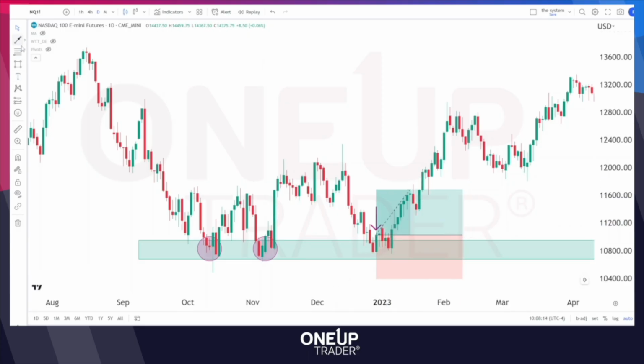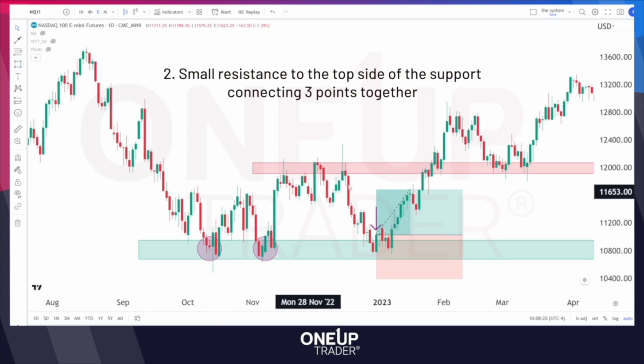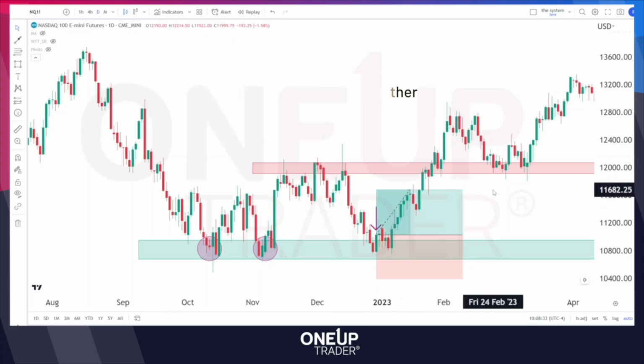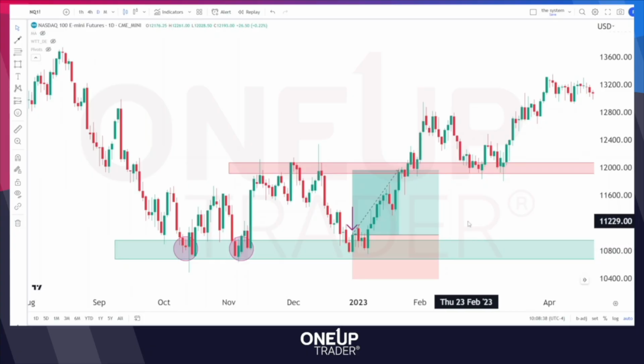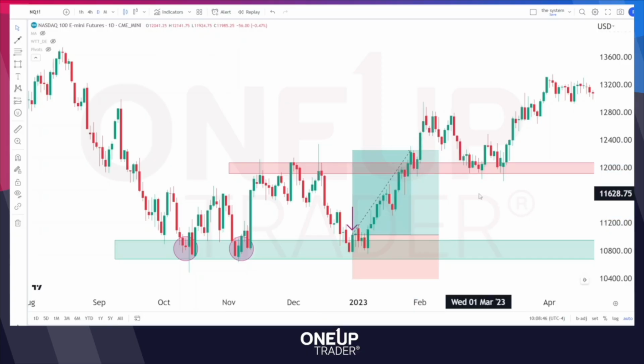Targets can be set because generally when a support zone forms, we're going to see a small resistance to the top side. And you can see here, there's a small resistance zone here, not perfectly defined, but this is essentially the high once the 3 troughs were connected here with the support. So the first target would be around the high of the resistance. Remember, when you're setting your targets like this in support and resistance trading, try not to go for the absolute high because you're most likely going to miss it.